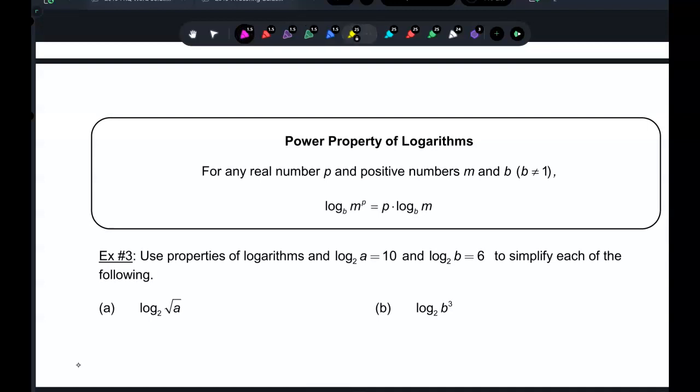Okay, last one, the power property of logarithms. So if we have log base b of m to a power p, we multiply p to log base b of m. I'll give you an example. Let's say I had x to the 4th to the 3rd power. Think of this: the 4 is an exponent and the 3 is an exponent. So when we have a power raised to a power, we multiply the exponents. So basically, we take whatever the exponent is and multiply that.